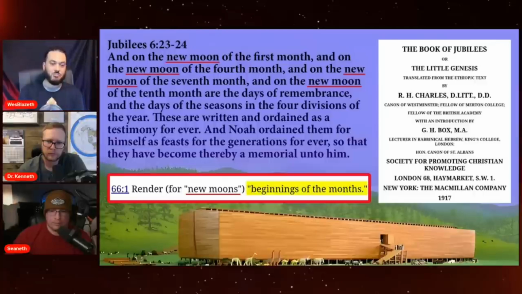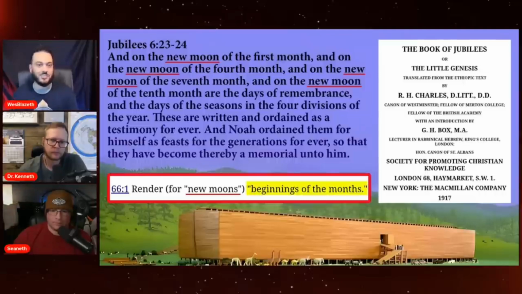In the margins, in the footnotes for these verses in this chapter, it says, render for new moons, beginning of the month. So to me, that suggests that it's saying that you could translate it this way and not use the word moon at all. And it would mean what the text was implying, what the text was intentionally trying to convey by just saying, and on the beginnings of the months, or head of the month of the first month, and on the beginning of the month of the fourth month, on the beginning of the month of the 7th month and the 10th. Those are the days of remembrance.